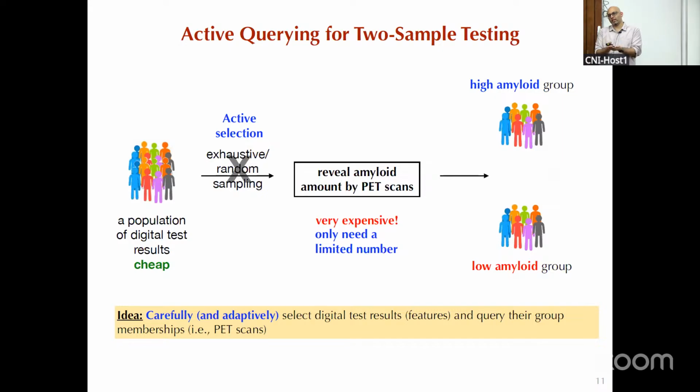In this problem, especially if you're adapting it to digital health, the feature that I care about is the outcome of this digital test. So there are some features that we care about. If you featurize with respect to this space, is there a distributional difference between people with high amyloid and low amyloid? But you don't want to reveal the amyloid content for everybody because that's expensive. So your goal ultimately is just a two-sample test with respect to high amyloid and low amyloid.